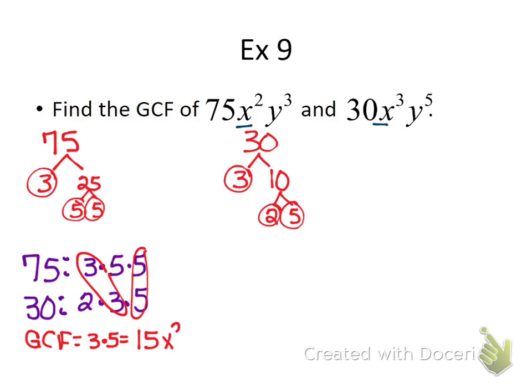Do they both have a y? Yes, they both have a y. According to our notes, we use the one with the smallest exponent. So which exponent's smaller, to the third or to the fifth? To the third, so they share at least 3 y's. And there's your final answer.